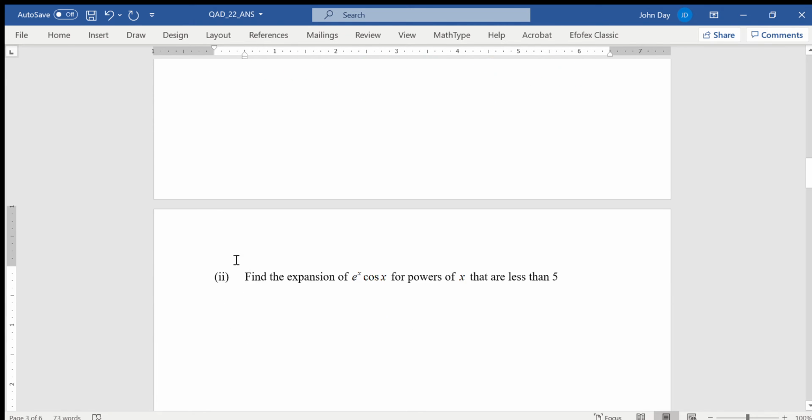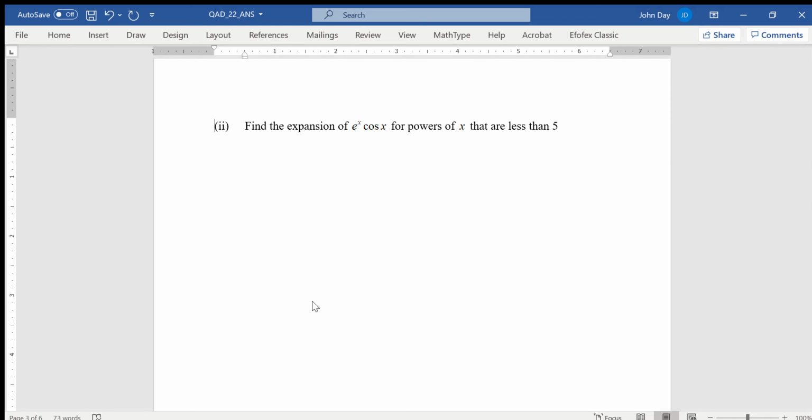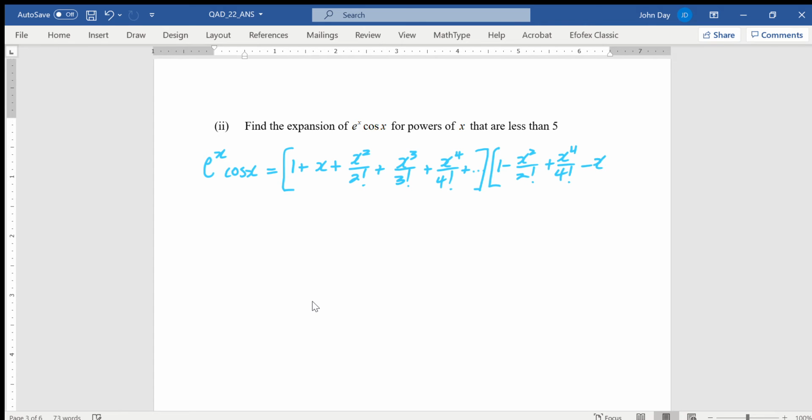Find the expansion of e to the x cos x, right? So e to the x cos x is equal to the original expansion they gave me, 1 plus x plus x squared on 2 fact plus x cubed on 3 fact plus x4 on 4 fact, and so on, times cos x, which we just got the first 4 terms of, which is 1 minus x squared on 2 fact plus x4 on 4 fact minus x6 on 6 fact, right? And it goes on forever, but if I just cared about the first few terms.